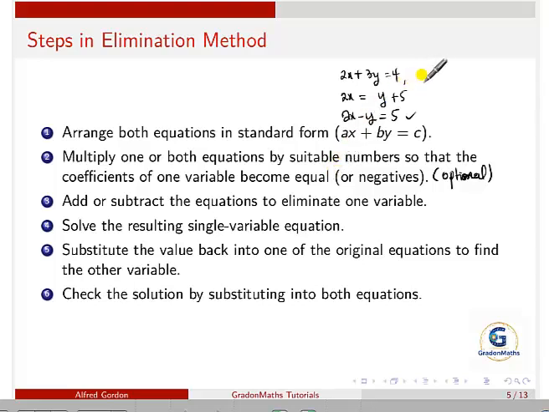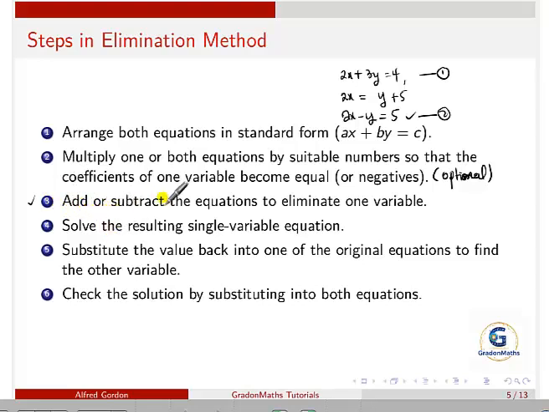For instance, when we consider this to be equation 1 and this to be equation 2, looking here, the x variable has the same coefficient. So here we can refuse to multiply both equations by a number to make the coefficients the same because they are already the same. Now the next thing that you should pay attention to is step 3.